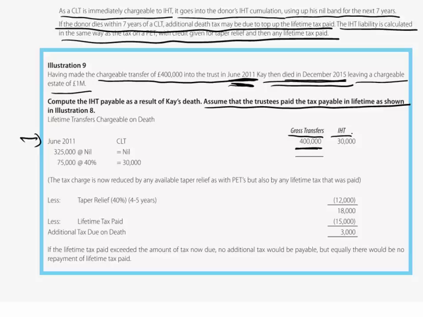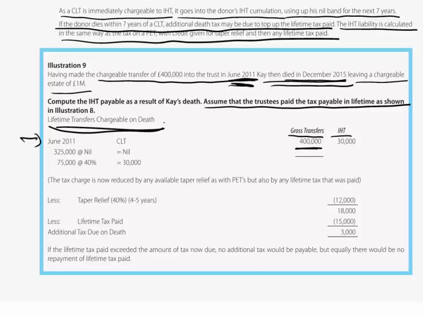We apply the nil rate band applicable at the date of death. This is a separate IHT computation. This is lifetime transfers chargeable on death. We apply the nil rate band chronologically, first come, first served, using the nil rate band that existed at the date of death. It happened also to be 325.